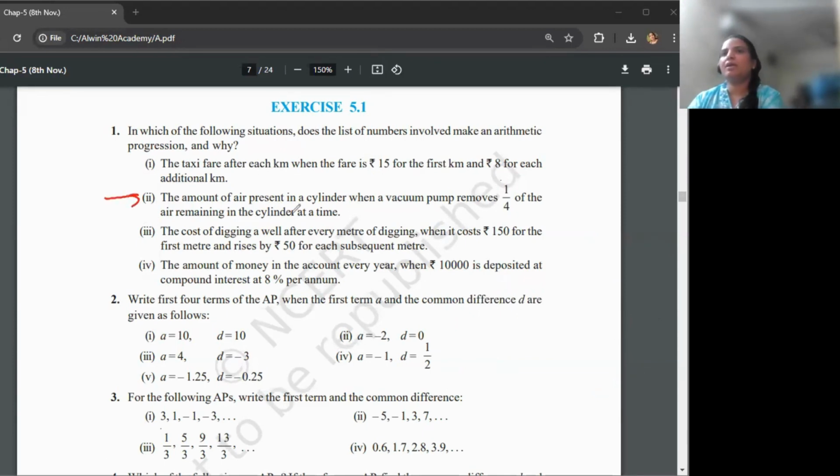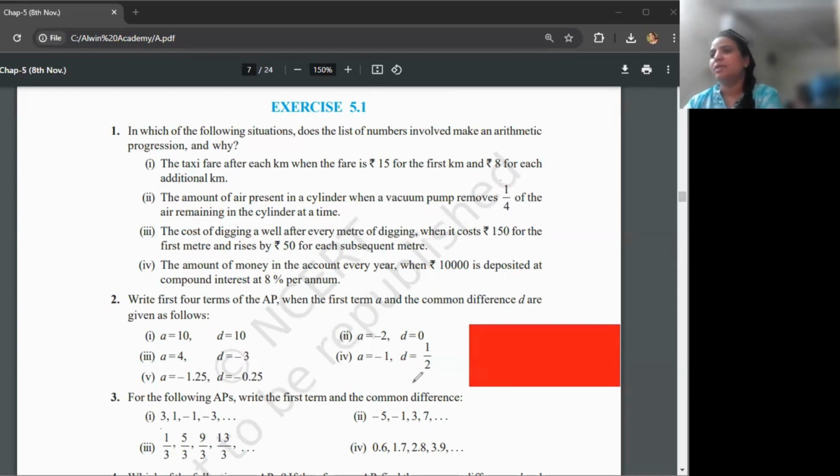The amount of air present in a cylinder when a vacuum pump removes 1/4 of the air remaining in the cylinder at a time. Let's see this. If I am telling you that this is what this cylinder is having right now in it. This is the gas. So first of all, you removed 1/4 of it. So you removed this now. This is no more there. Now this is not there. Now the remaining part is this red one.